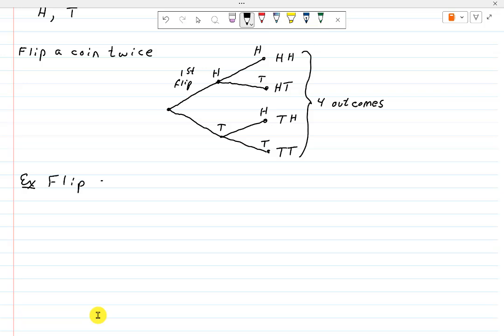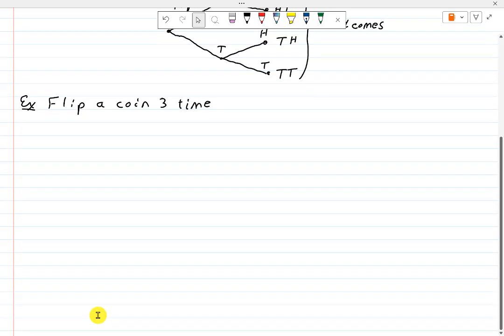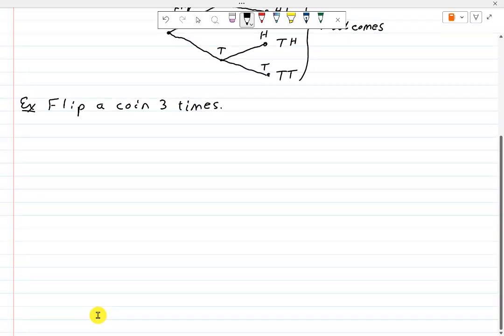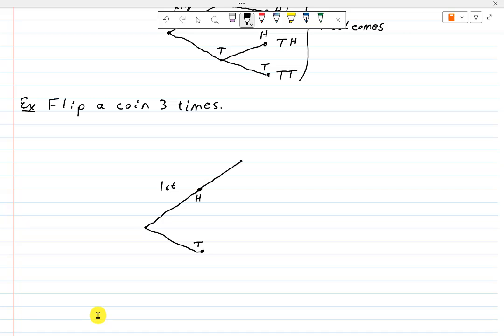Let's flip a coin 3 times. So I'll do exactly what I did before. I have my start. My first flip can be either heads or tails. So there's my first flip. Then I can continue on and get another heads, or I could have gotten a tails. And then from this tails down here, I could have gotten a heads or a tails.